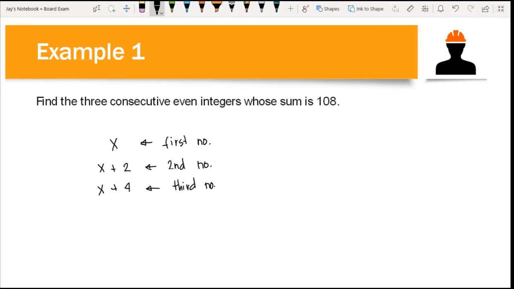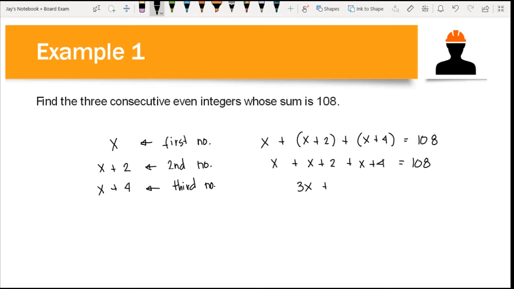And then according to the problem, if we add these three numbers, the result would be 108. So if we add x plus the second number x plus 2, and then the third number, x plus 4, their sum would be 108. So we can express this equation and combine like terms. We have x plus 2 plus x plus 4 equals 108. We can add all x terms, so we have 3x plus 4 plus 2, which is 6. This equals 108.